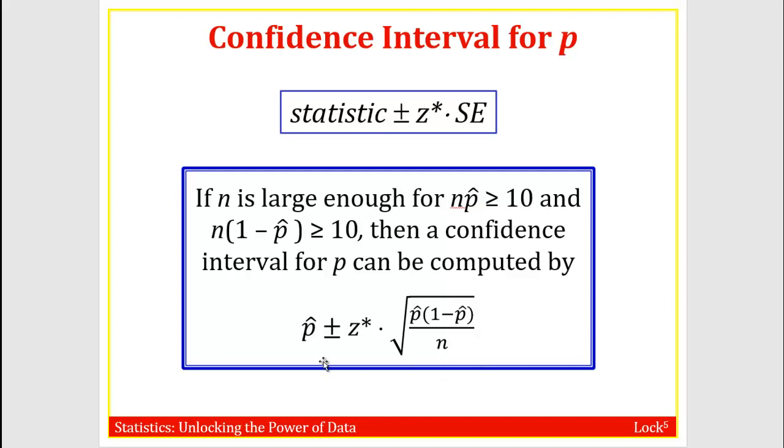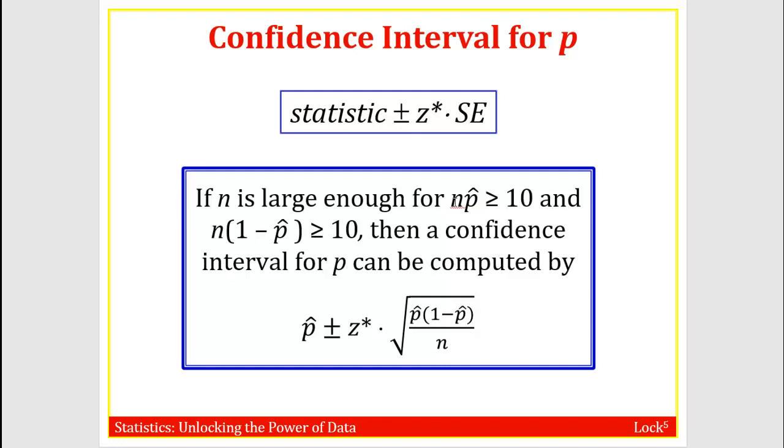We're going to end up with p hat plus or minus z star times the square root of p hat times 1 minus p hat over n. And this formula for the confidence interval is going to be valid if both the counts of successes and failures in our sample is at least 10.